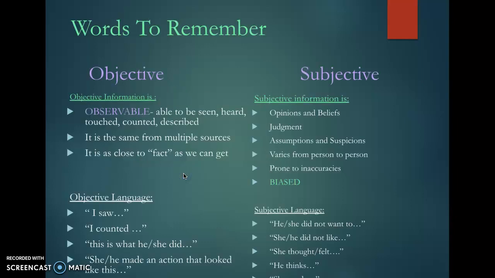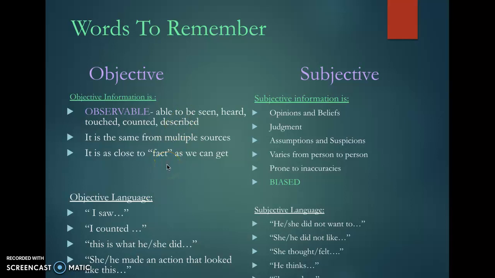All right. So words to remember. You're not going to need to write these down, but this is just good to know, right? Objective things are observable, able to be seen, heard, touched, counted, described. We can all see the same thing, and it's as close to fact as we can get. If it's I saw, I counted, this is what they did, it's objective because we can see it.